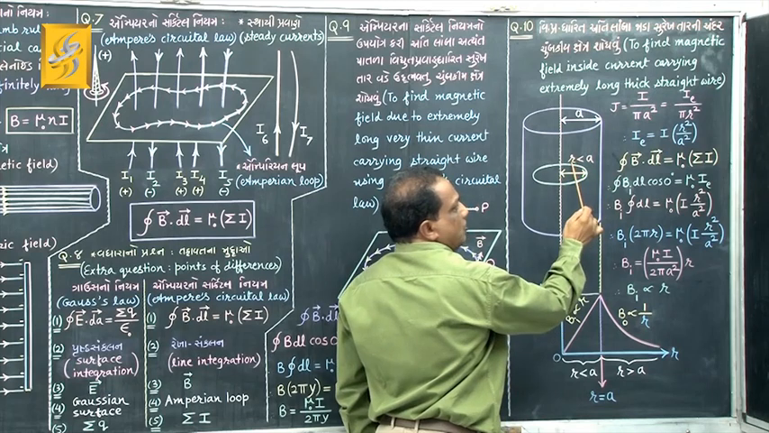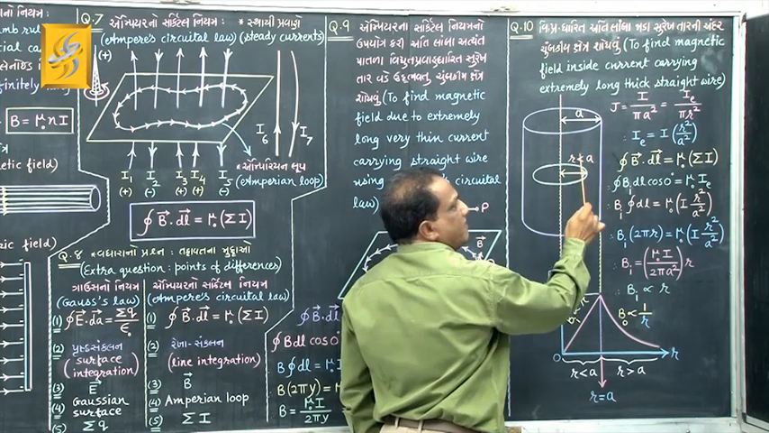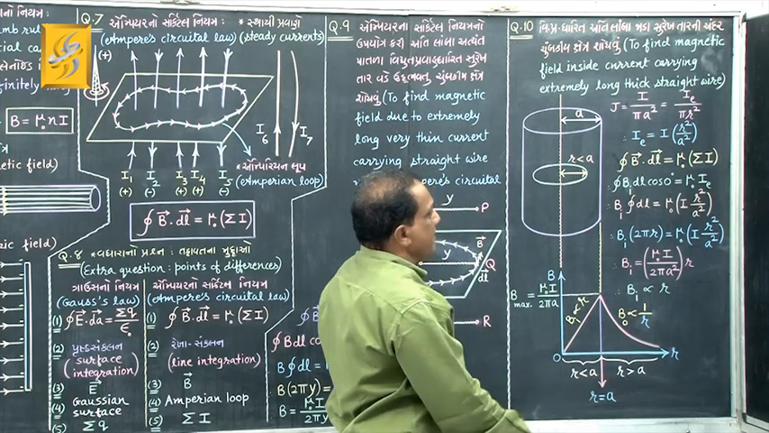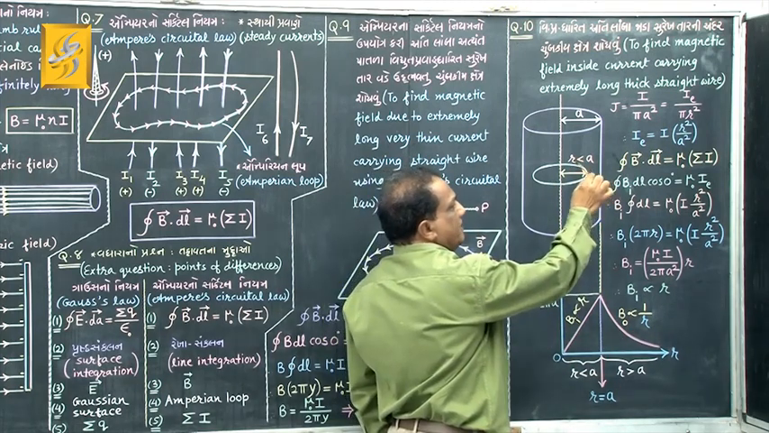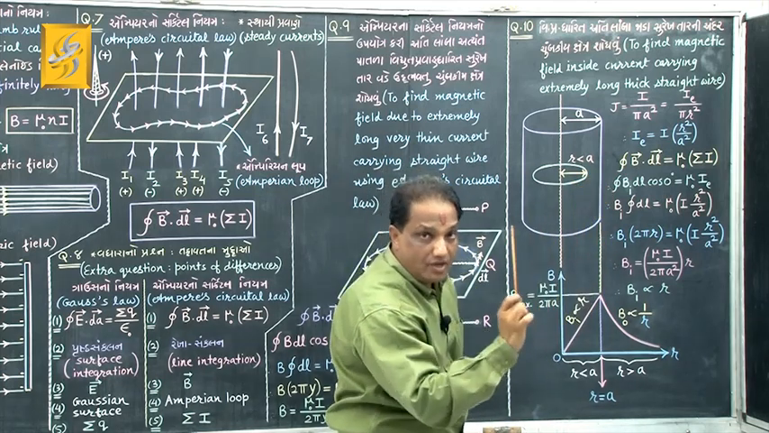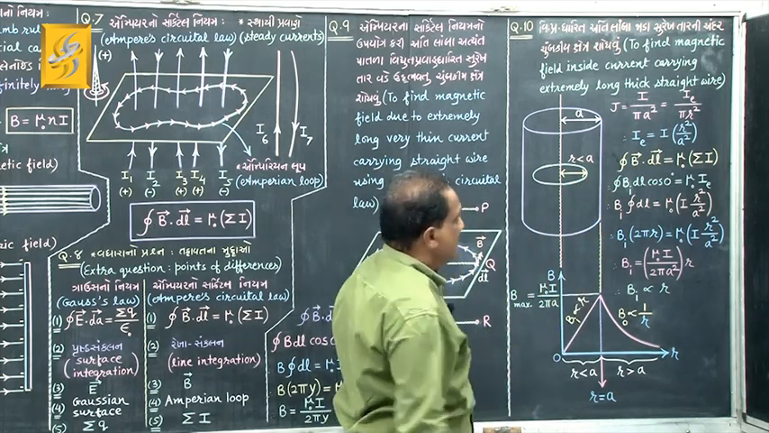If this radius is small r, it is smaller than a. I am writing here r less than a. Got it? Now, how to get the magnetic field at this point, or at any point on this inside circular Amperian loop? Okay, I am showing you.